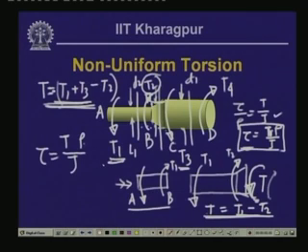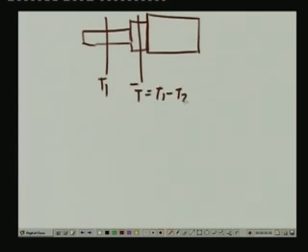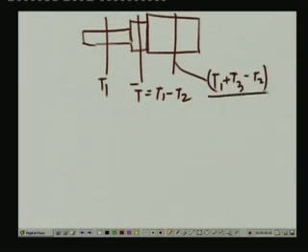Now, when we come to the evaluation of the rotation, as you can see we have 3 different segments over which we have to compute the equivalent T. Here we have T1, then T bar equals T1 minus T2, and at this point we have T1 plus T3 minus T2. So, these are the resulting twisting moments that we had.